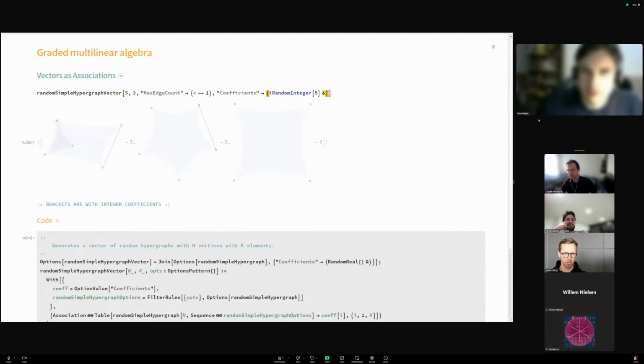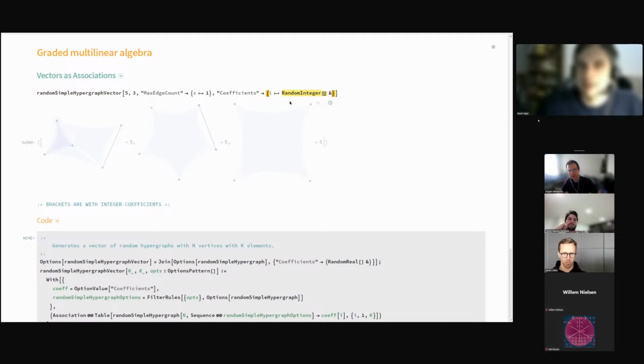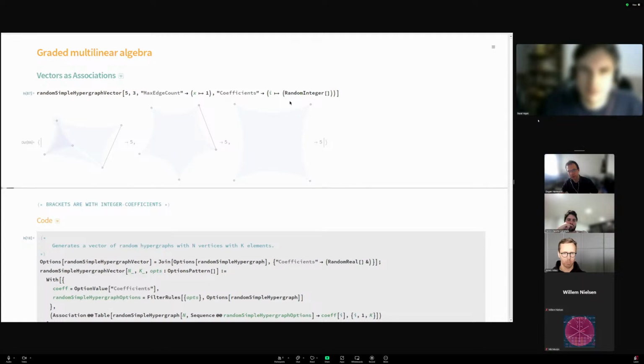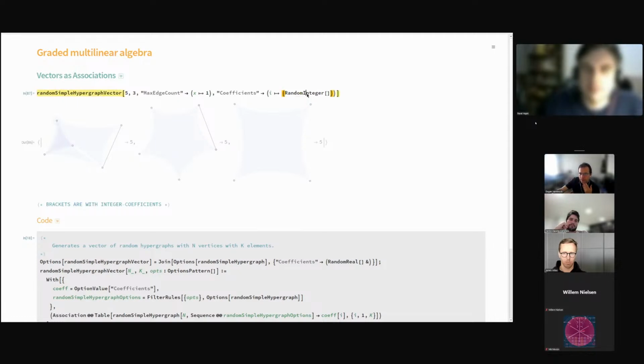Because I have to map it somehow like this, and here I have to invoke the random integer function each time, right? Yes. But I think that at this point this is not crucial. At this point, we understand that the brackets are with integer coefficients. You can of course feed them with real coefficients. Nothing will happen, but you will also get out real coefficients.